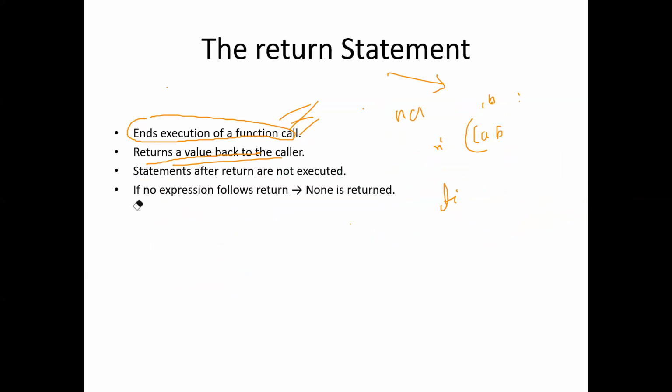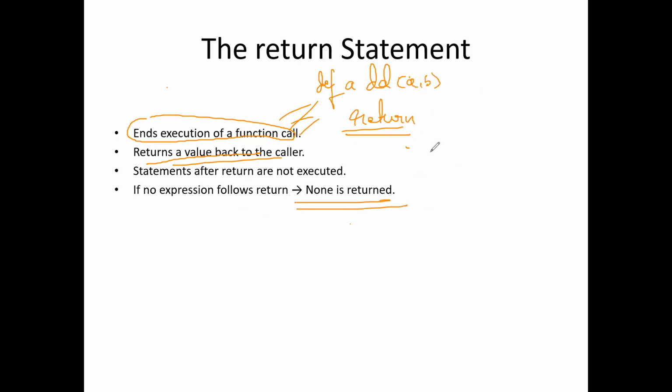Next is, if no expression follows return, None is returned. What it means is, if after return you don't write anything, you just write return and keep it as it is in a function, in a function called def add(a, b), None is going to get returned. If you don't write any expression, it's going to return None. The return type will be None.